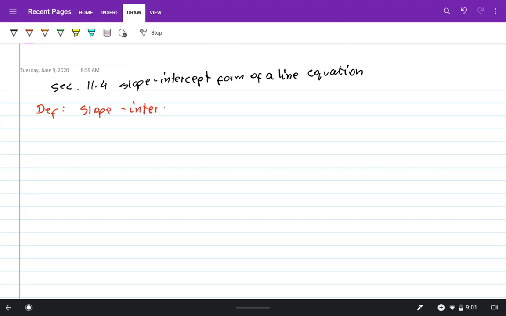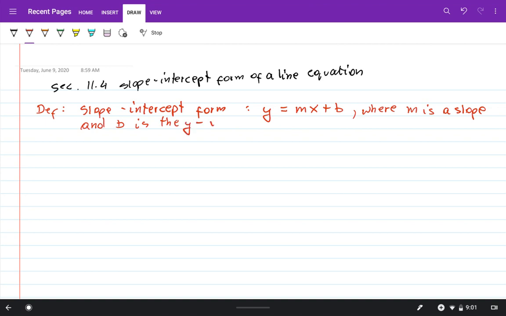Slope-intercept form is the one y equal mx plus b. So that's the one which most students know, where m is a slope and b is the y-intercept. So b being y-intercept, that means it's a point 0, comma b. It's the point on the y-axis.